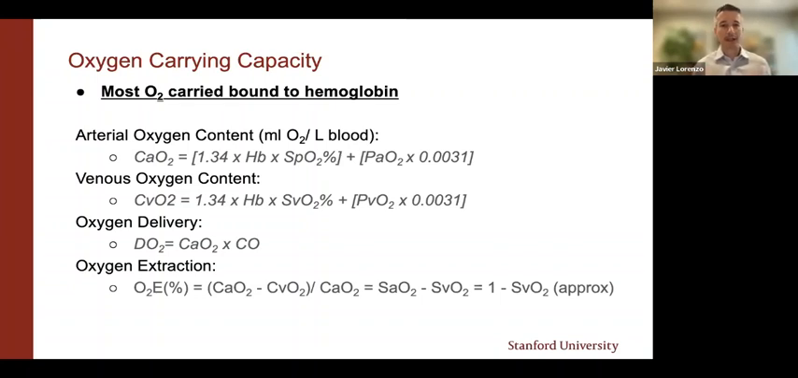The same thing happens on the venous side. It's the same equation, except you're going to be using your venous O2 sat and your venous O2 content. The multiplication of your oxygen carrying capacity times your cardiac output is your DO2, that's your oxygen delivery. And then the difference between your arterial and your venous sides over your arterial side is the extraction ratio. So how efficient are you in extracting that oxygen? We typically think of a total extraction ratio of our body as being about 25%. If you think about our central venous sats, we want that to be around 75%. But every organ is going to have an extraction ratio that is different.